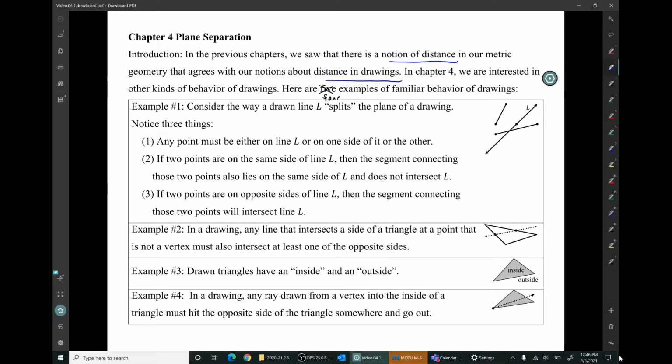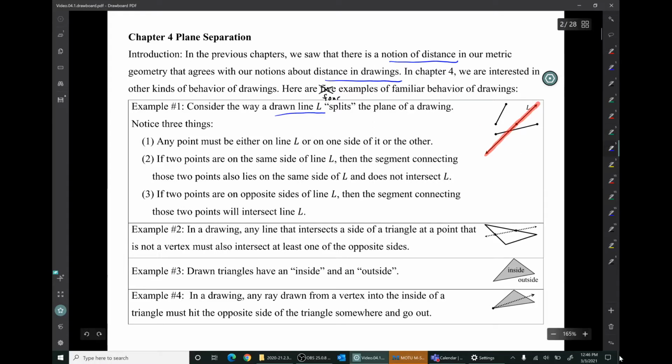Example 1, let's consider the way a drawn line, L, splits the plane of a drawing. In this drawing we have a line L, which would be this drawn red thing. Notice a few things. Any point must be either on line L, like here, or on one side, like here, or the other side, like here.